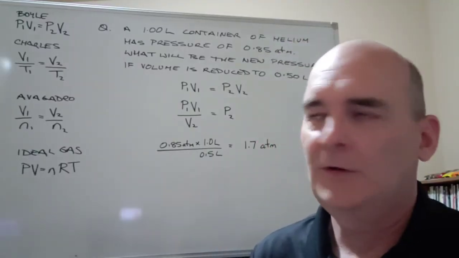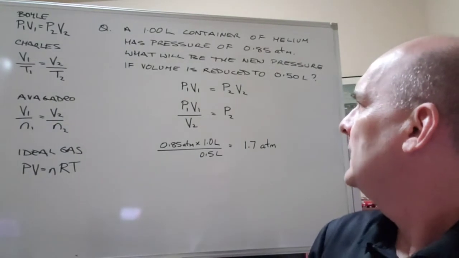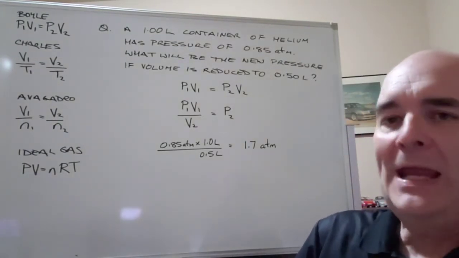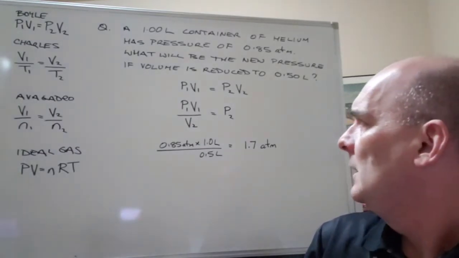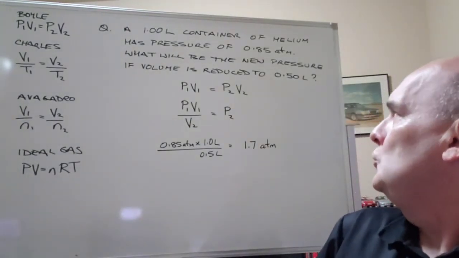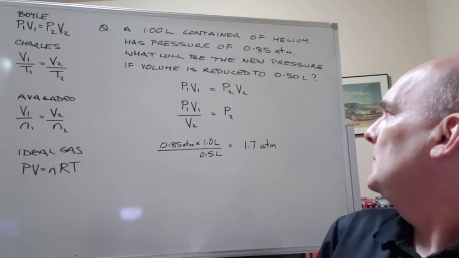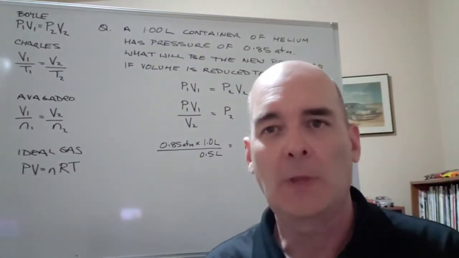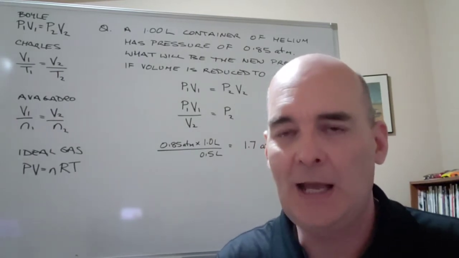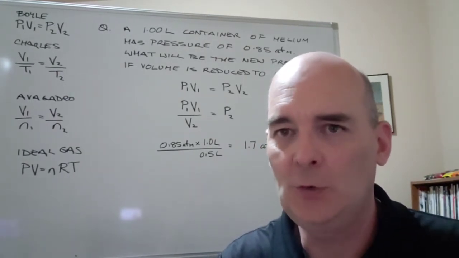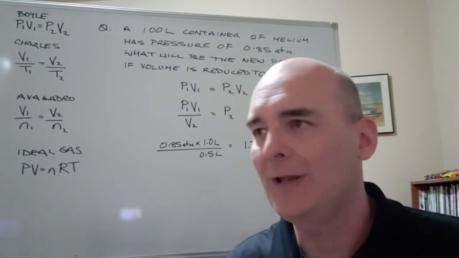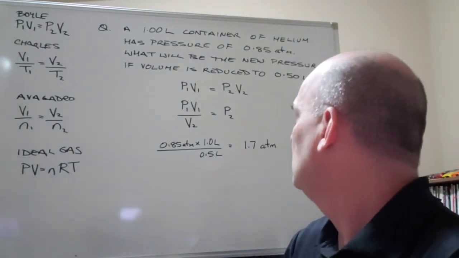Okay, so here's our first question. A 1 liter container of helium has a pressure of 0.85 atmospheres. What will be the new pressure if the volume is reduced to 0.50 liters? Okay, this is a question that is asking about a change. It gives us two numbers, a pressure and a volume, and then it asks us about what happens at the new volume.